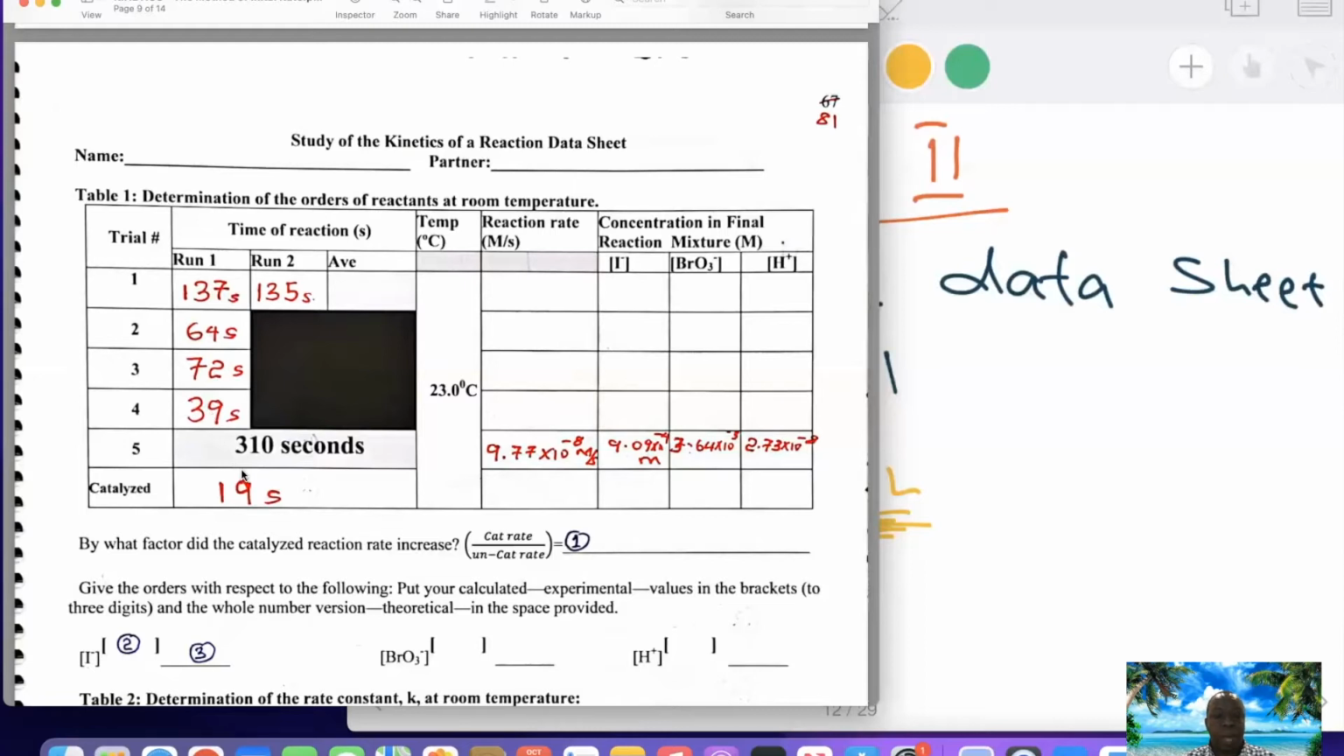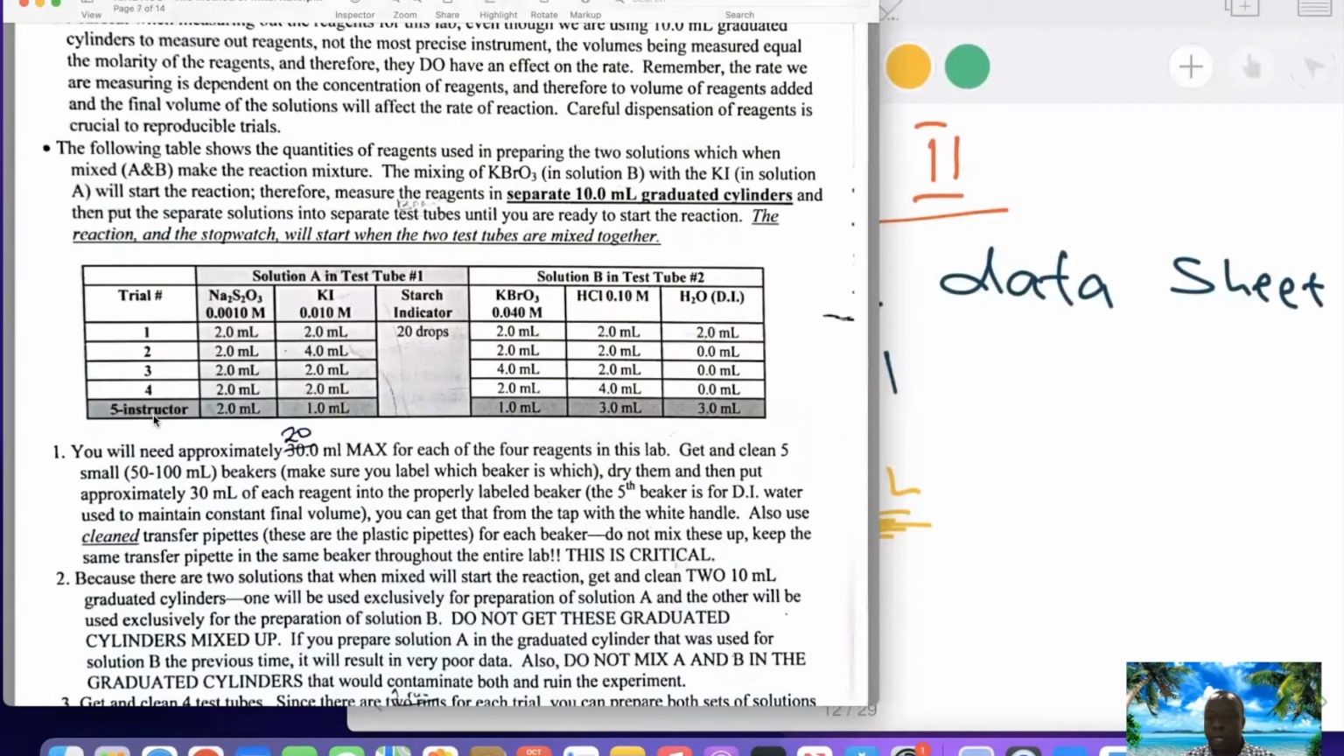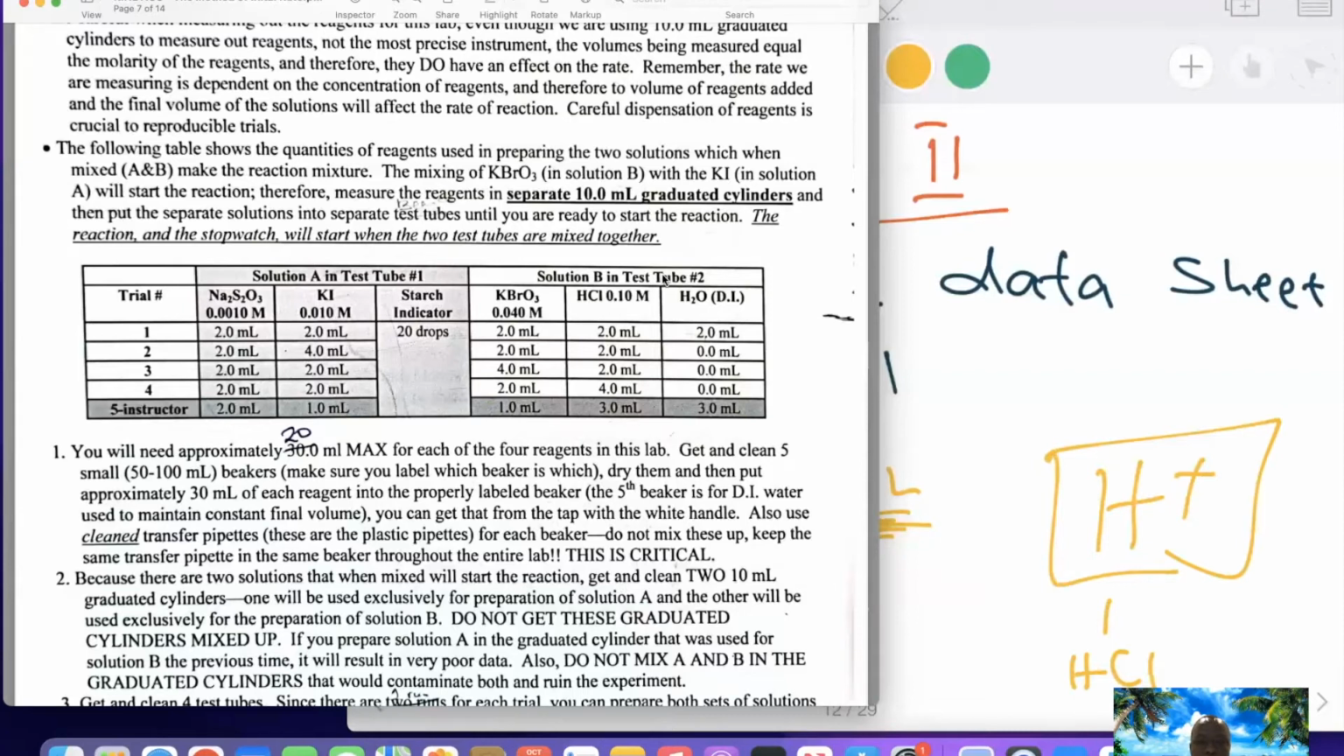Now, for trial 5, which is the instructor run, if we go back here, the reason you have 310 is this: assume that for the instructor, I took 2 ml of 0.0010 molar thiosulfate, 1 ml of potassium iodide with this concentration, and 20 drops of indicator in test tube number 1. In test tube number 2, I have 1 ml of 0.04 potassium bromate and 3 ml of HCl. The purpose of HCl is to give us hydrogen ion, so H plus comes from HCl, the ionized water.